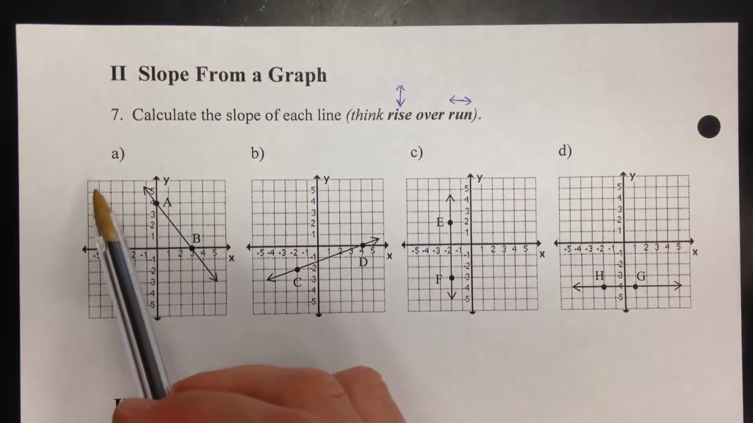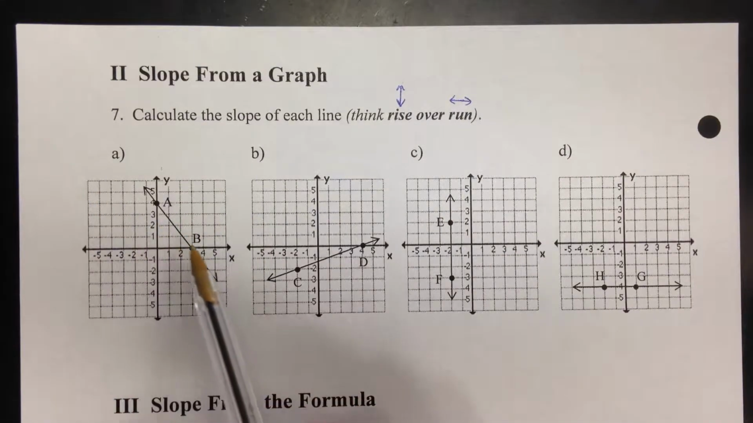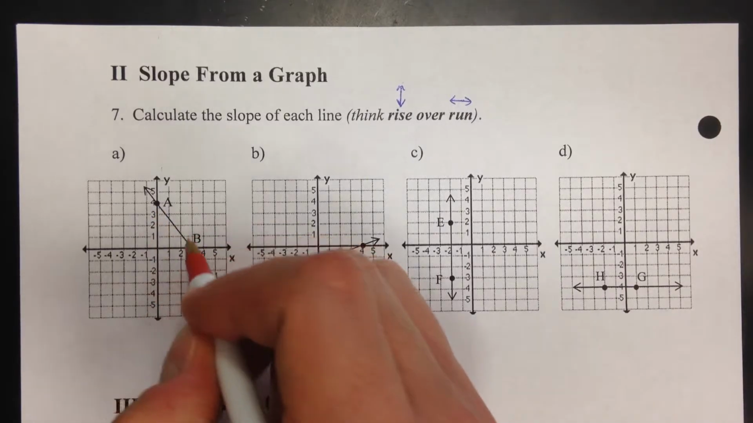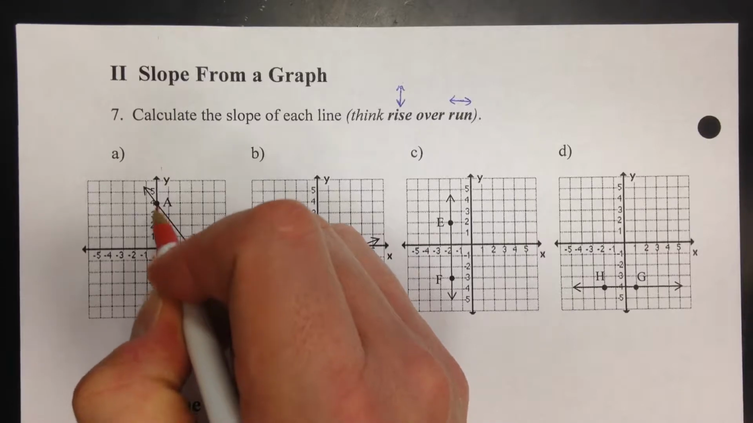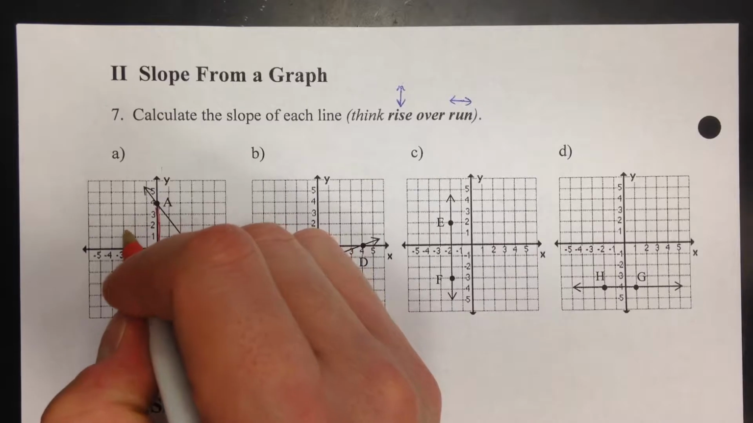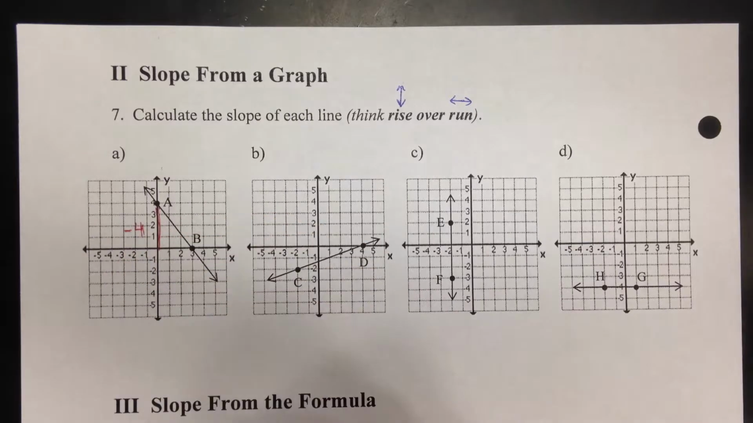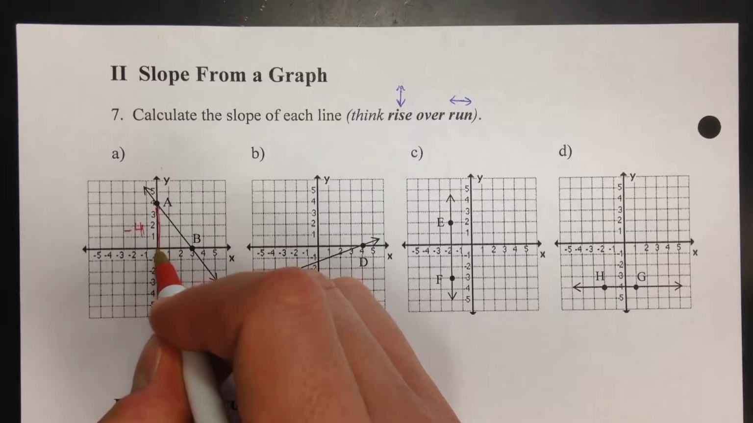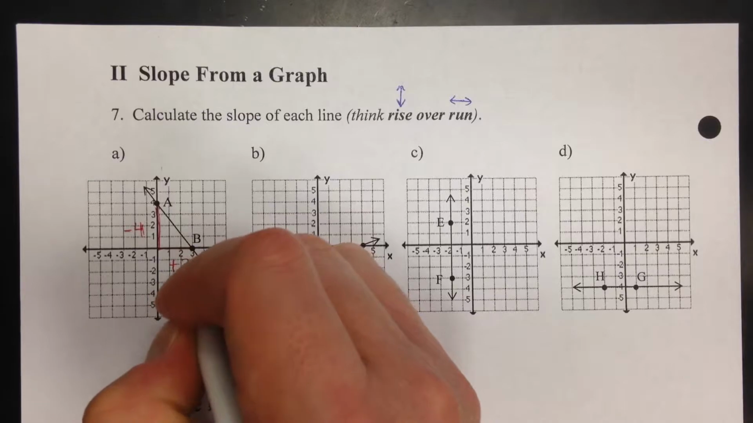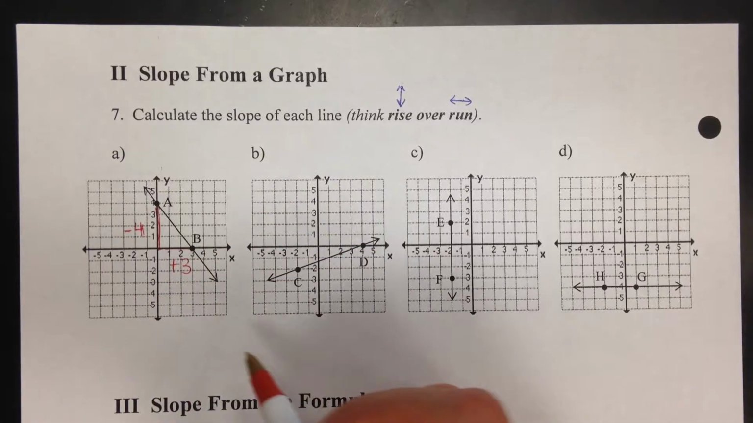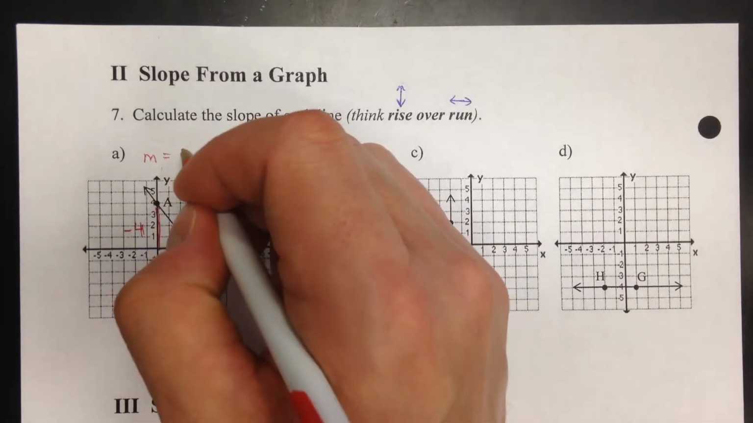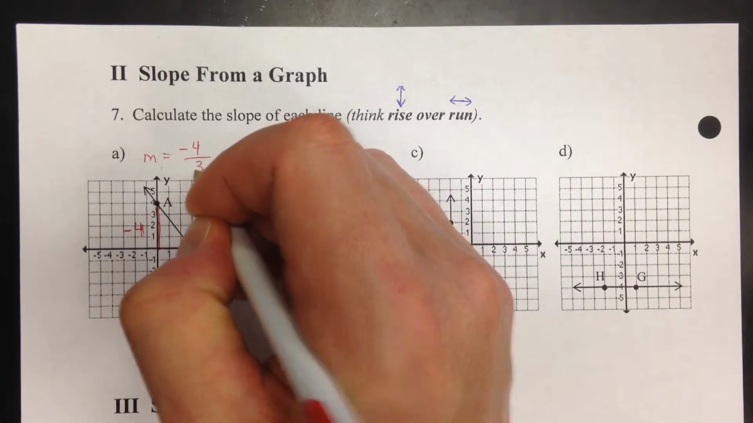Now I always move, though, as I'm reading this, I go from the left to the right. So I'm going to start at point A. And what I'm going to do is I'm going to count down first. I go down 1, 2, 3, 4. When I go down, it's negative. So that's negative 4. And then from here, I'm going to run to the right, 1, 2, 3, which is positive. So the slope, now for slope, we use the lowercase letter m. M equals negative 4 over 3.